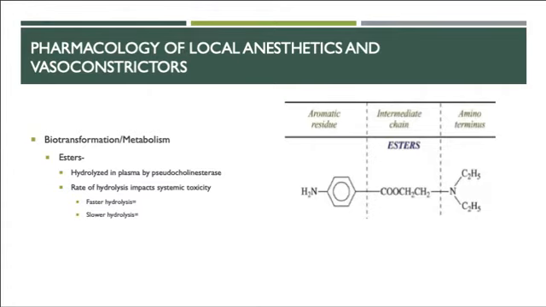Now, if you remember from a few slides ago, I said that there are two major groups of local anesthetics, the esters and amides. These two groups are differentiated not only by their bonds, but also by the way that they're metabolized. And this is the third step, biotransformation or metabolism. Ester local anesthetics are hydrolyzed in the plasma by the enzyme pseudocholinesterase, and they are hydrolyzed into a molecule known as para-aminobenzoic acid, or PABA.